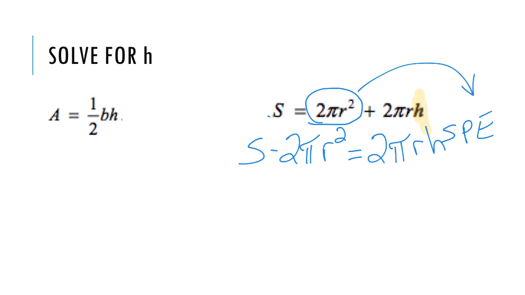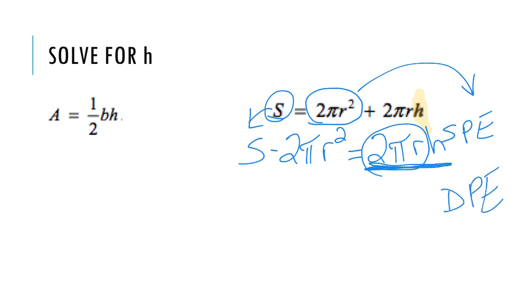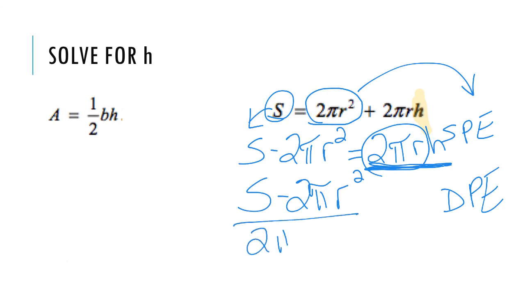Be careful as you're doing this. Make sure that you don't think your S turns into a 5. It's definitely an S, guys. So next thing I need to do, all of these are multiplied together. I need the h by itself, so I can just divide by that. So division property of equality. So I have S minus 2 pi r squared divided by 2 pi r. And that will equal h. It's that simple.